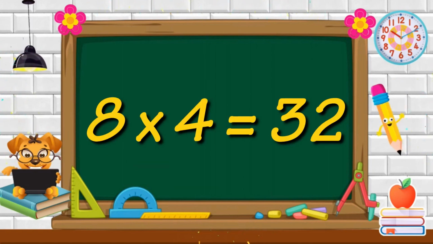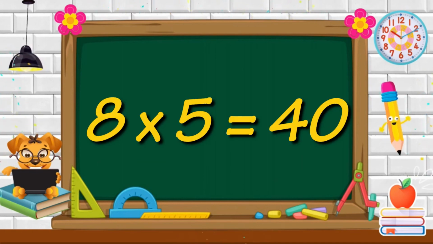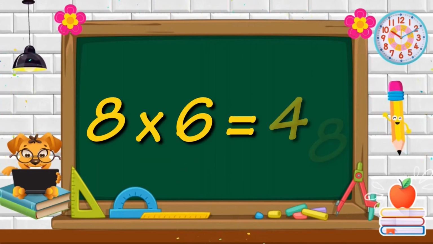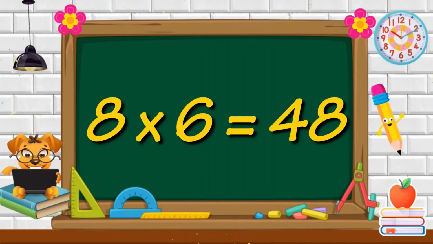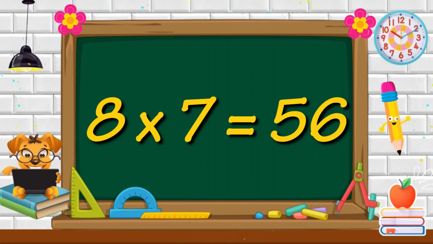8 fours are 32. 8 fives are 40. 8 sixes are 48. 8 sevens are 56.